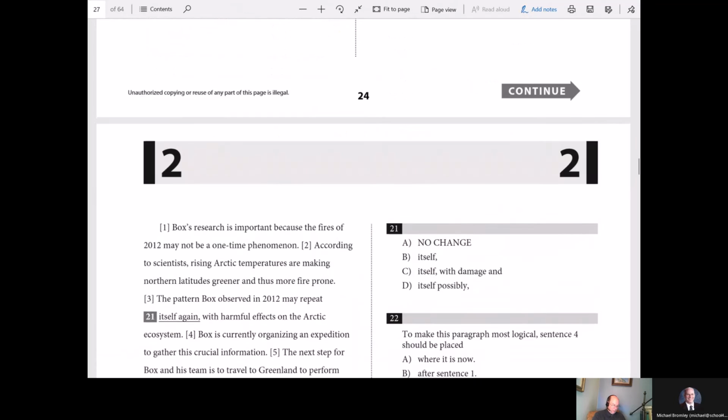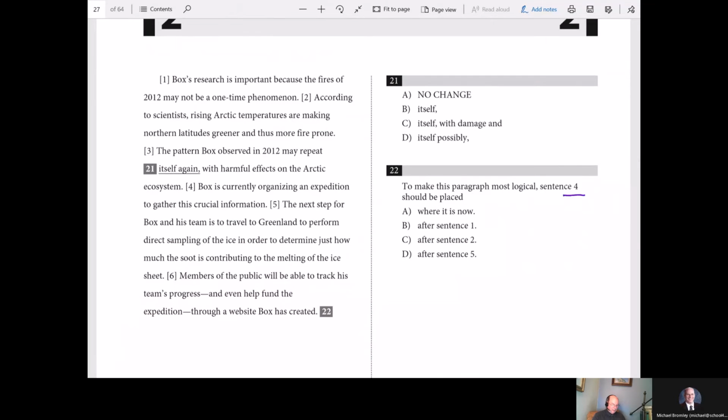Number 22. Let's see what we got here. All right, we got sentence number 4. We know sentence placement is coming because of that. The easiest way to look at this is to highlight my sentence and look for a chronology here. So, box is currently. He's also looking for something that we call a determinant, this.